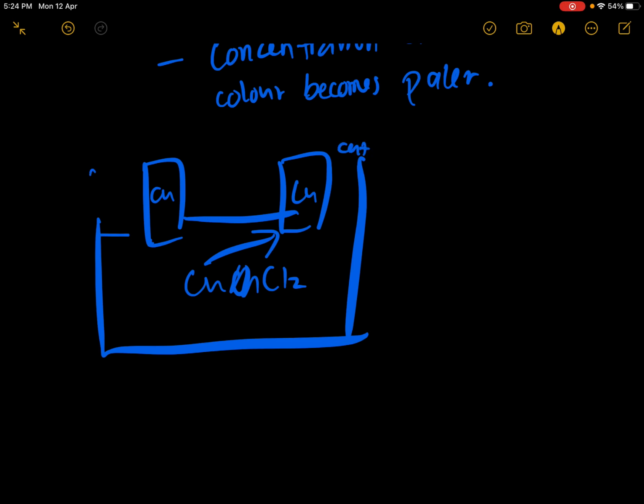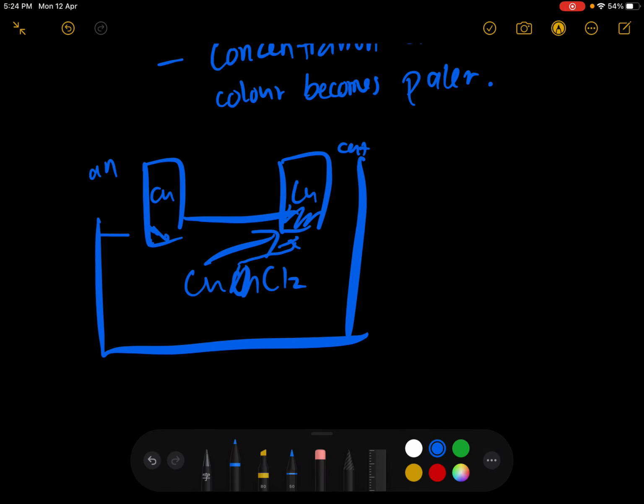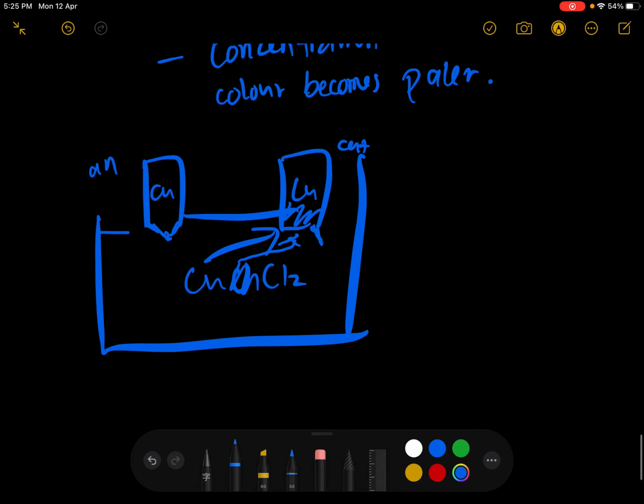Let's say this is the cathode, this is the anode. At the cathode, copper will definitely be deposited. But what happens to the anode here? The anode actually becomes thinner, while the cathode will gain some extra substance.